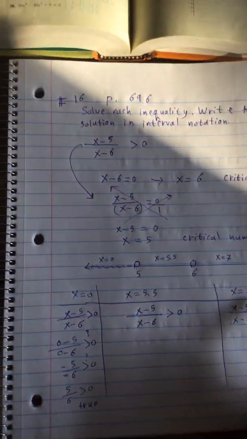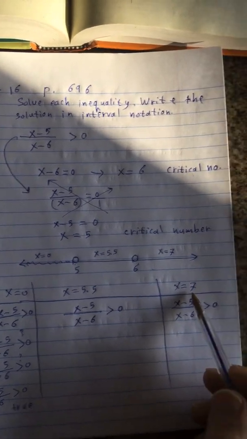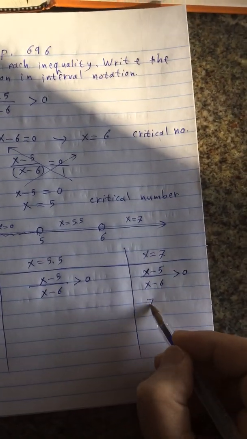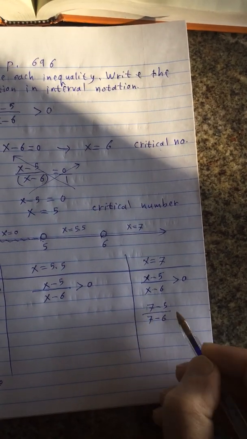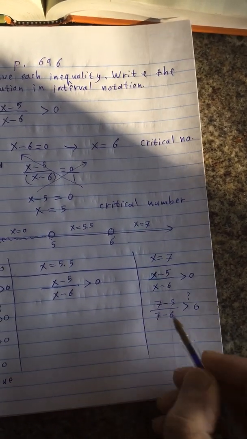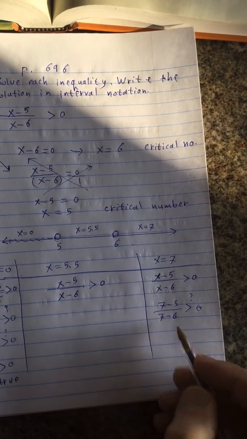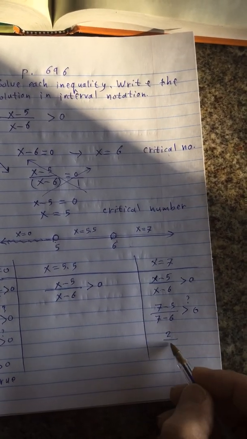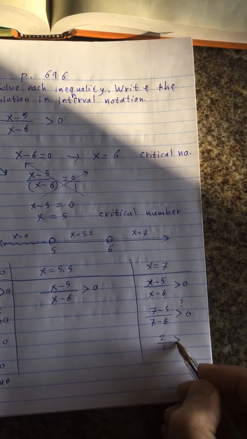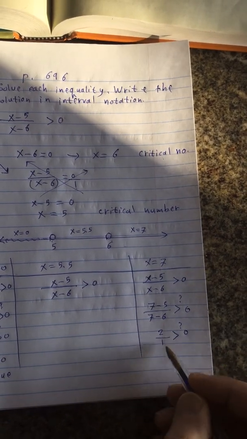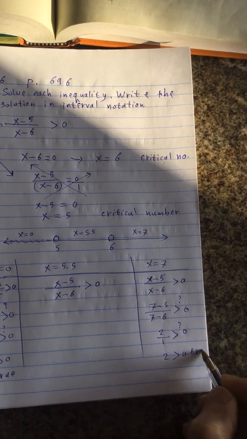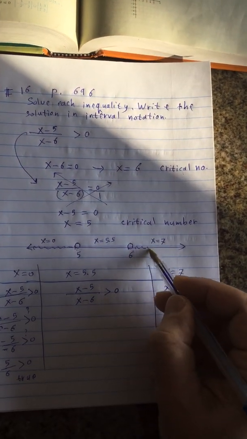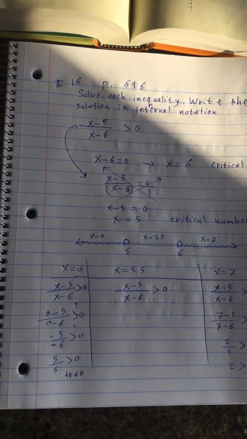Let us check if x equals 7. So 7 minus 5 over 7 minus 6 greater than 0. 7 minus 5 is 2. 7 minus 6 is 1. Is it greater than 0? So 2 divided by 1 is 2. Also, this is true statement. So this is a solution from 7 to infinity.